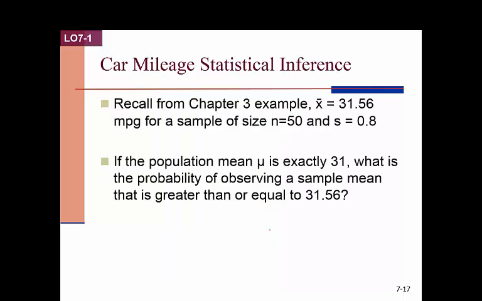Okay. So if you go to that same example from chapter 3, we talked about x bar being 31.56 miles per gallon in that example of cars with a sample size of 50 and a standard deviation of 0.8. Okay, if you knew that the population mean is 31, which we don't know usually, but if you knew that, what is the probability of observing a sample mean that is greater than 31.56?